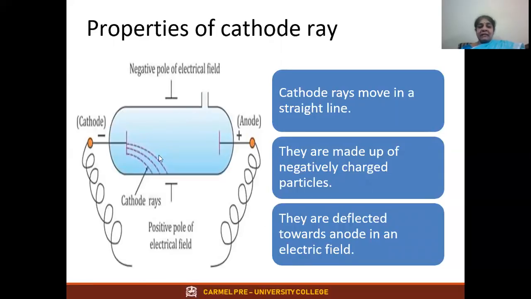You can see in this diagram, you have the cathode here. You can see the ray originating from the cathode. You have an electric field here. This is the positive pole and this is the negative pole of the electric field. The cathode ray is moving towards the positive pole. So, you have introduced the electric field here, okay, and the ray is getting deflected towards the anode. So, these are the three important points about cathode rays.